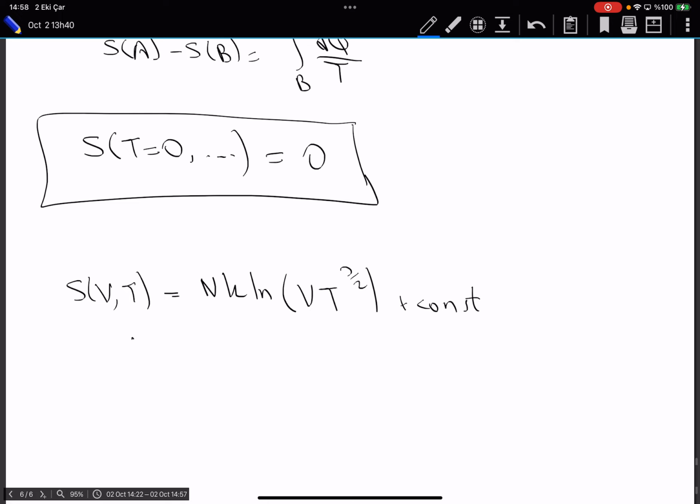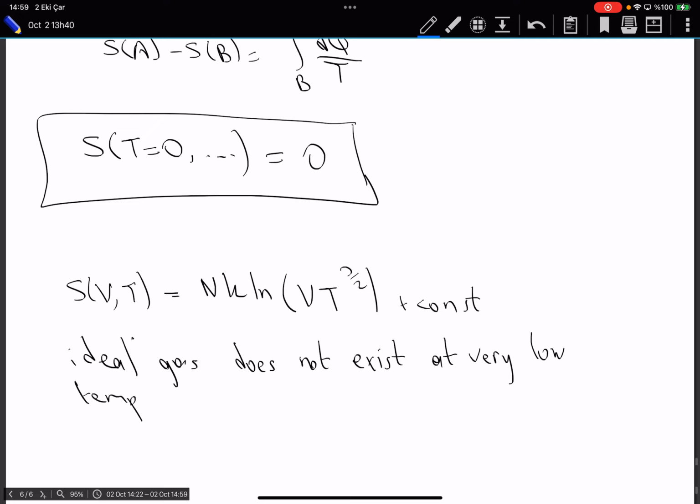Well, this basically tells us that the ideal gas does not exist at very low temperatures. Now, we will see what the gas becomes. We will see that whether the gas is made up of fermions or bosons, its behavior will be completely different. But the third law still holds. Well, when we start the statistical mechanics, we will see how the third law arises, and we will also see cases where it's violated.